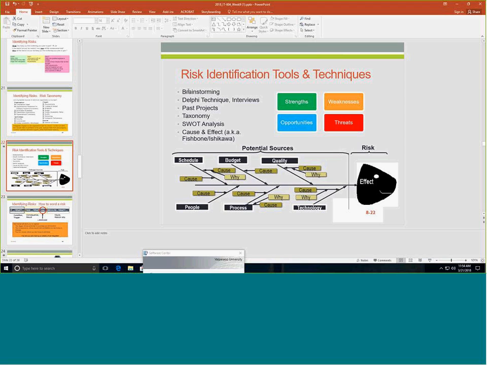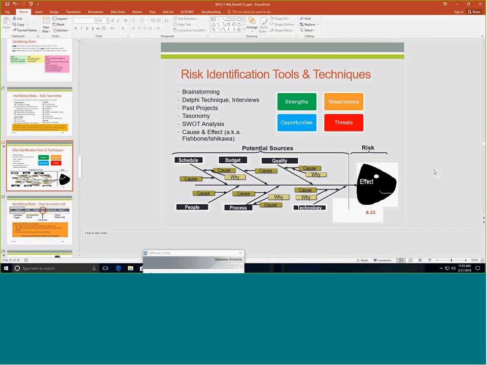Some other techniques are the Delphi technique or expert interviews, where experts write down risks that they have encountered in the past, and those could be very senior project managers or very senior technical personnel in your company, right? You will always want to look at past projects and at lessons learned from past projects, if they exist. Your taxonomy that we just talked about. You can use SWOT analysis, which is a strengths, weaknesses, opportunities, and threats analysis for your project. You can also use one of probably the best tools that I've ever encountered, and I've used it myself as well, the Ishikawa diagram, named after its inventor Ishikawa, or the fishbone diagram.